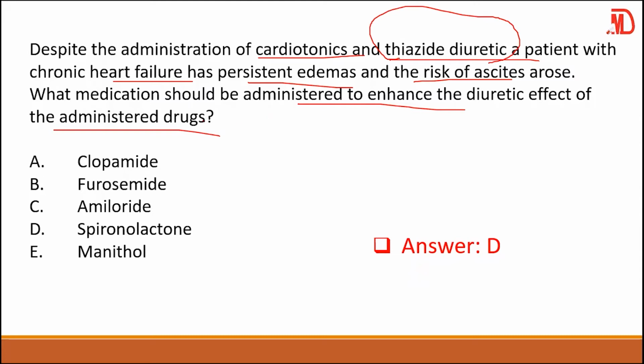Now, mannitol is used for people with brain injury with a risk of maybe inflammation in the brain. So we give mannitol to reduce the pressure inside the brain. All right.